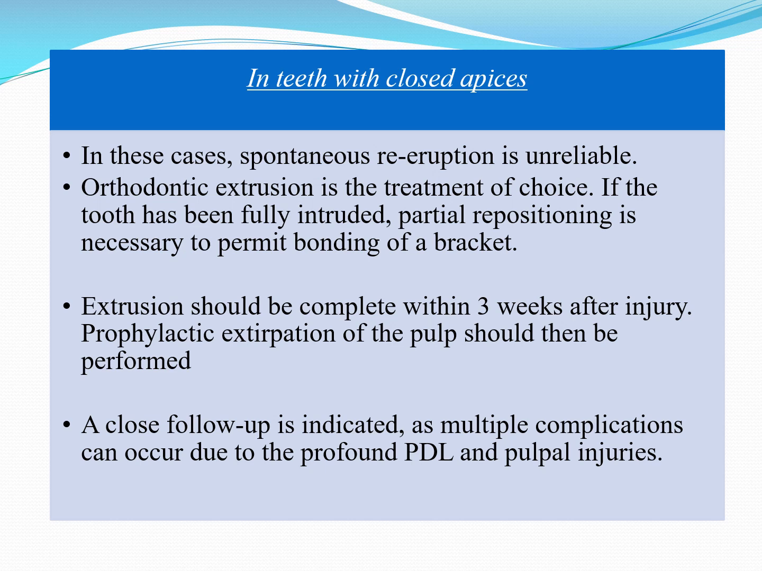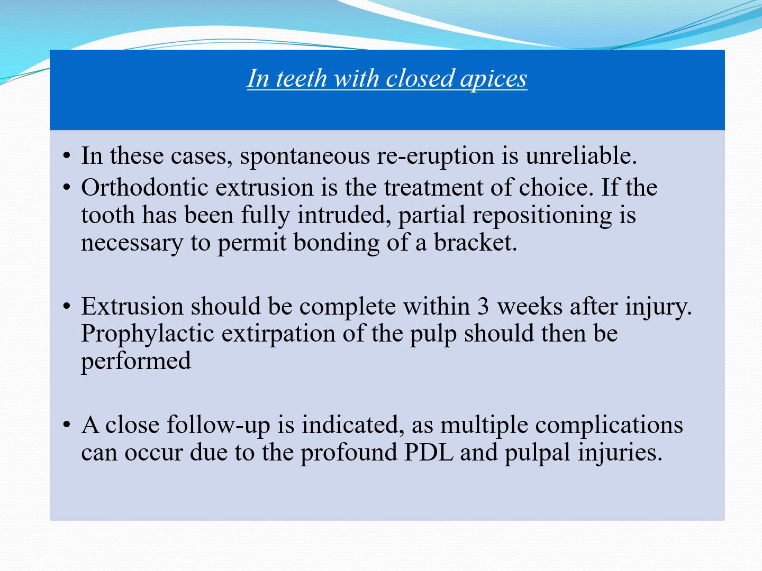Whereas in teeth with closed apices, spontaneous re-eruption is not possible, since root formation has been completed. So you cannot expect a re-eruption in a closed apex. Orthodontic extrusion is the treatment of choice. If the tooth has been fully intruded, partial repositioning is necessary to permit the bonding of a bracket, or extrusion should be completed within 3 weeks of injury, and then root canal therapy should be done. A close follow-up is indicated and multiple complications can occur due to profound periodontal ligament and pulpal injuries.